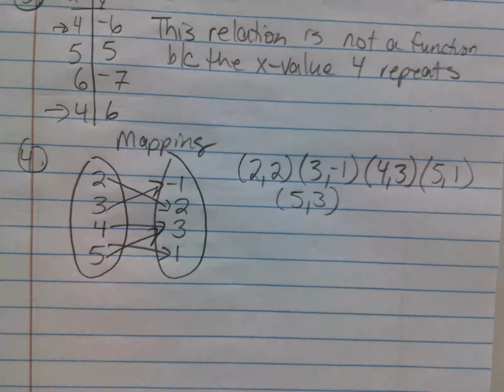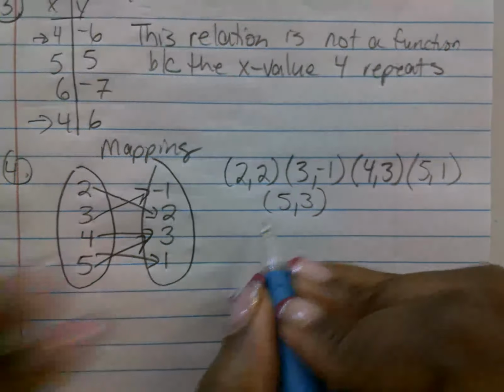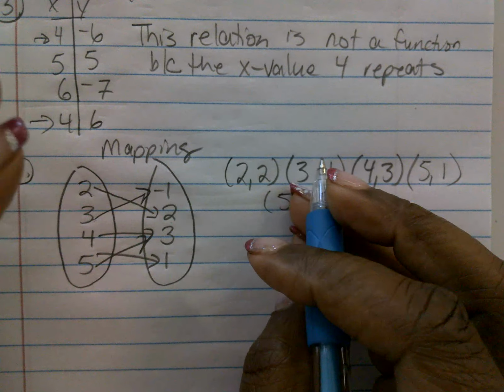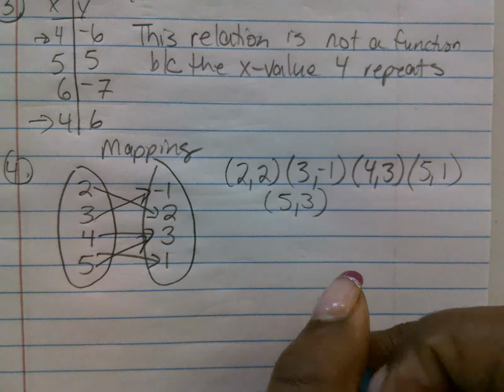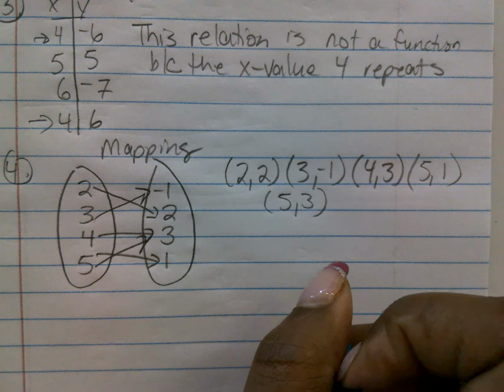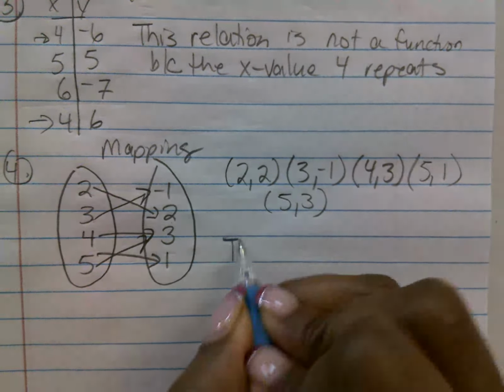From that list, that relation, raise your hand if you think this is a function. Raise your hand if you feel like this is not a function. Very good. This relation is not a function. Why is this relation not a function? Because there are two x values that are 5. This relation is not a function.